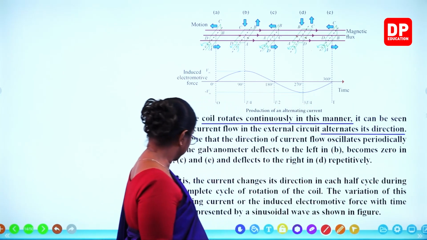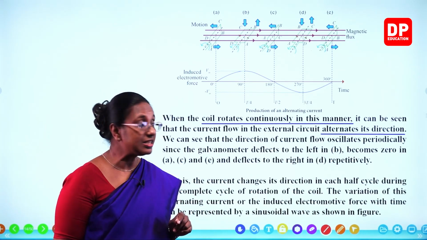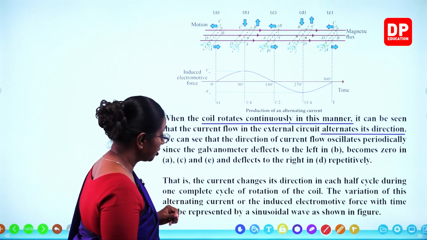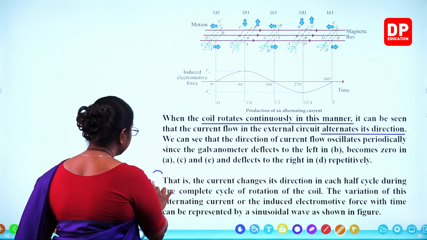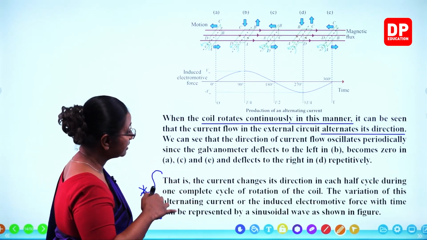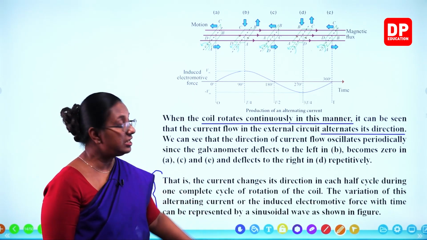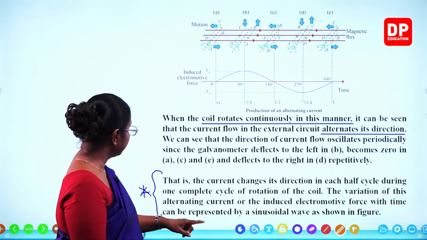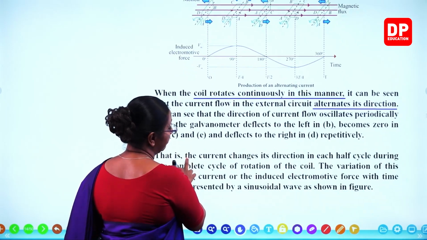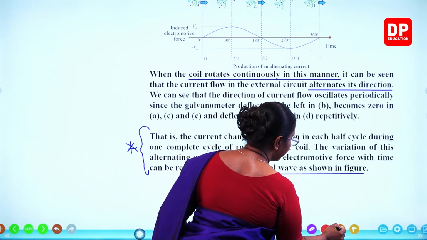It alternates its direction. That is, the current changes its direction in each half cycle during one complete cycle of rotation of the coil. So in one complete rotation of the coil, the current alternates its direction. The variation of this alternating current or the induced electromotive force with time can be represented by a sinusoidal wave as shown in figure. So very important, sinusoidal wave.